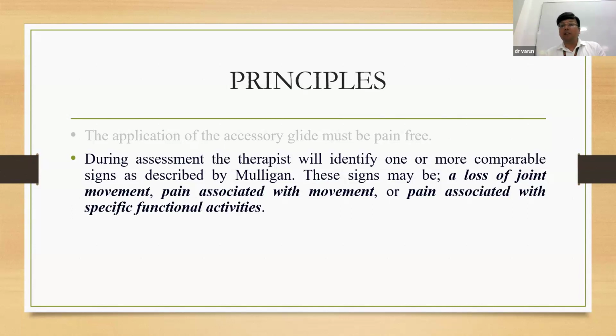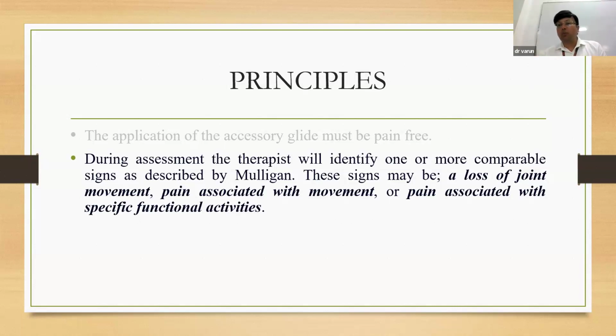If a patient feels pain associated with movement, meaning I ask the person to move the neck and during the movement the patient feels some pain, that means my technique is not correct. I have to correct my technique so that the movement is pain-free. Then there is pain associated with specific functional activities. For example, if I ask the person to flex the neck or move it up and down, and only during that activity the patient feels pain, then we have to target that specific activity only, not all the other activities.